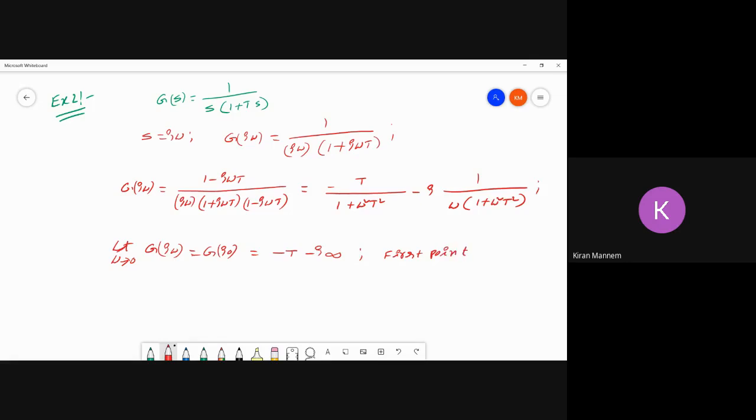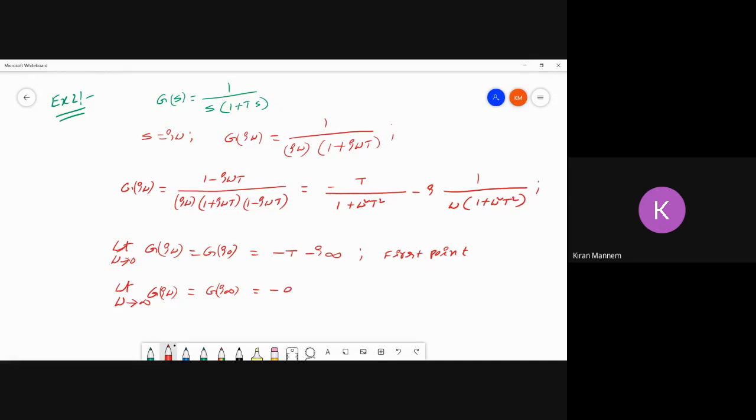Next point, limit omega tends to infinity, G of j omega, which will be G of j infinity. Let us substitute omega tends to infinity. So what's the value when omega tends to infinity? The real value, 1 plus infinity almost, it is infinity only, right? So infinity, minus t by infinity, so it would be minus 0.